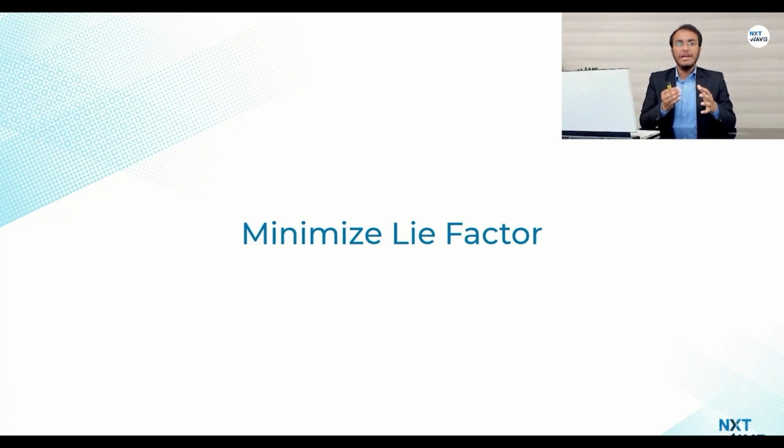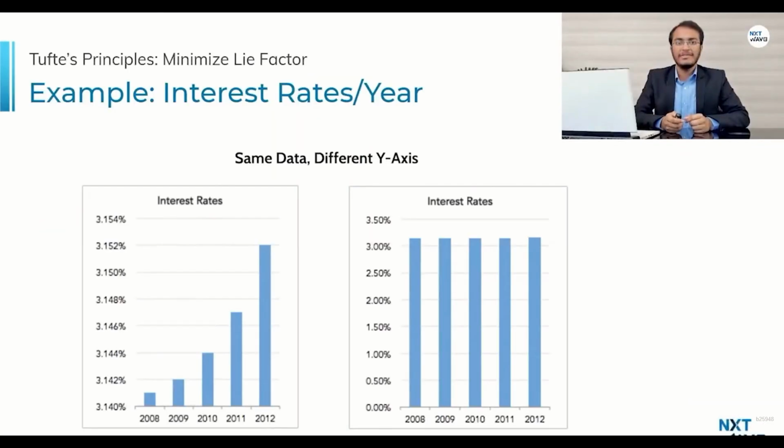Now what do we mean when we say minimizing the lie factor? So in some of the visualizations, as we discussed before, the visualization might misrepresent the data. That means it might not show the data accurately, rather it might lead to some wrong conclusions about the data. So that is when we say that there is some lie factor in the visualization. So now the second principle is to minimize this, minimize the lie factor. So let's look at it with some examples.